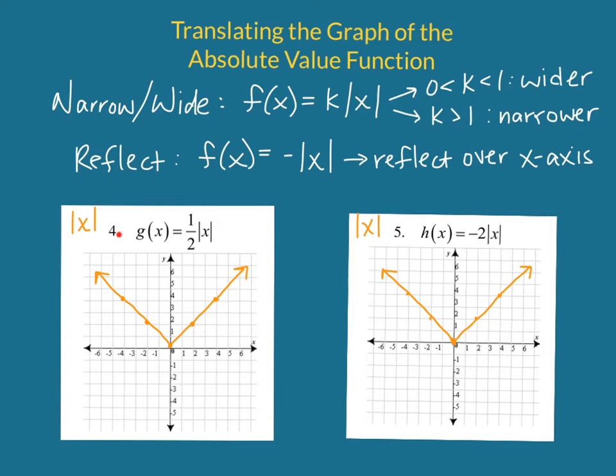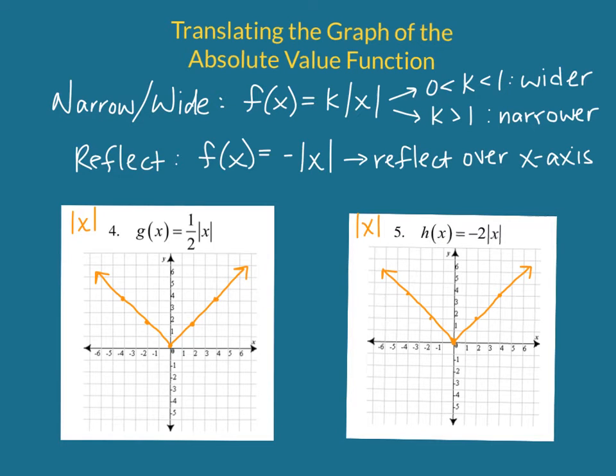All right, let's take a look at number 4. I graphed the parent function of absolute value already to help us. And then we can see that this k value is 1/2, between 0 and 1. Therefore, our graph's going to end up being wider.